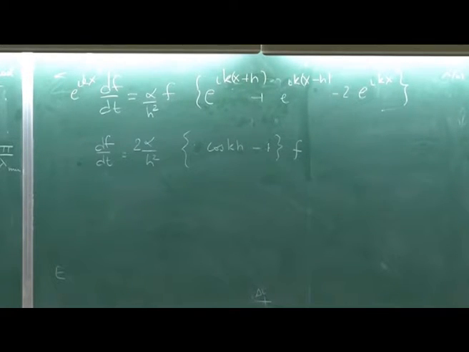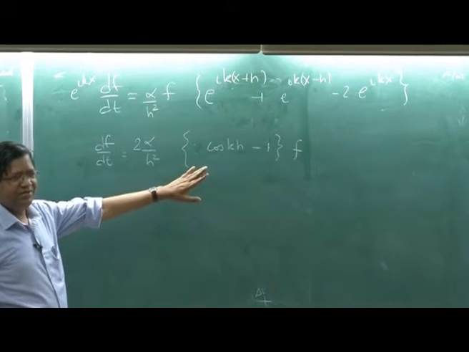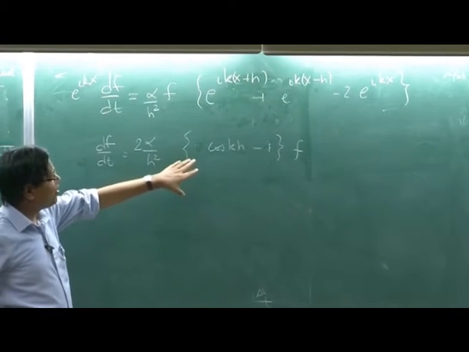Now does it tell you something about the stability? df by dt is this equation. So what's the bound on this?